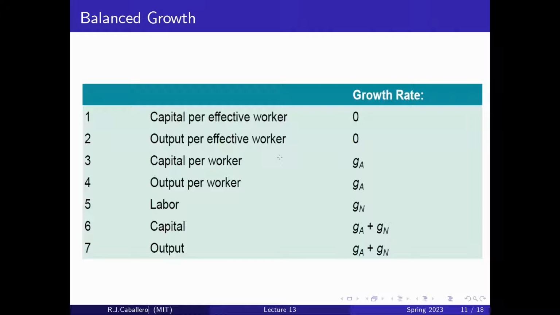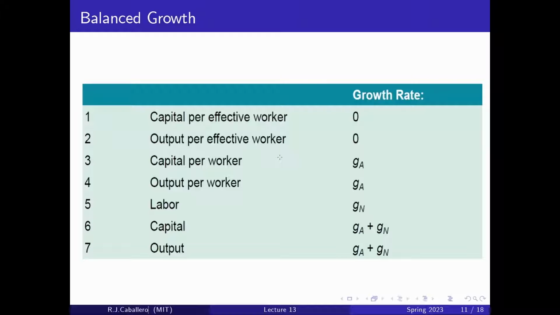Labor, well, labor is exogenous. We're saying population is growing at the rate N, that's given. What about capital and output? Well, I claim capital and output are growing at the rate GA plus GN.